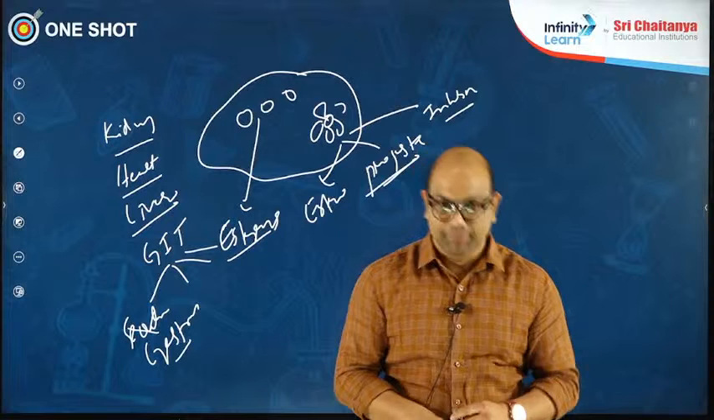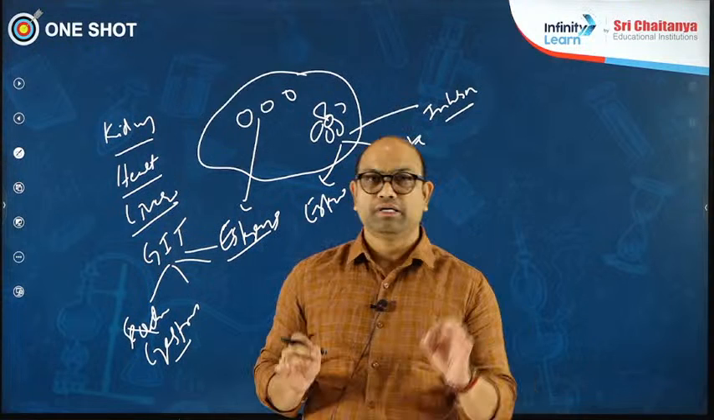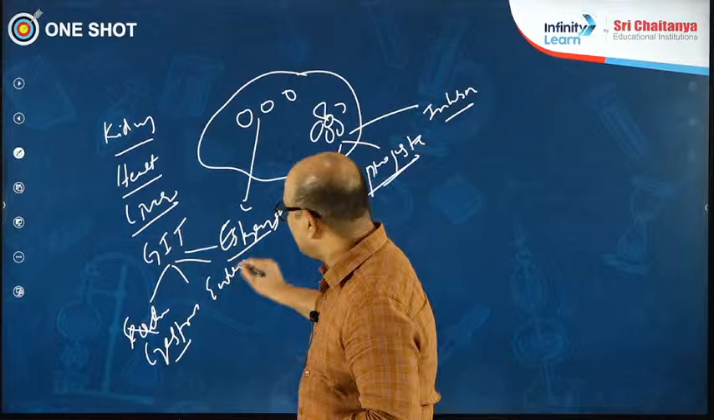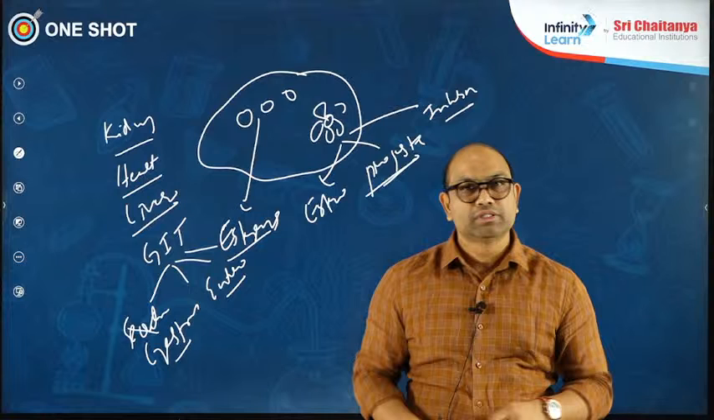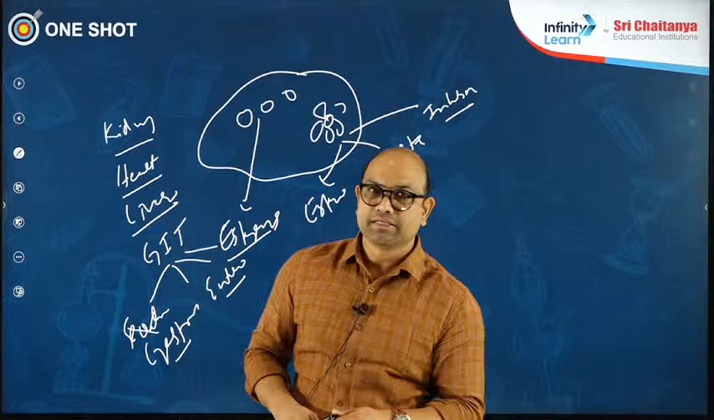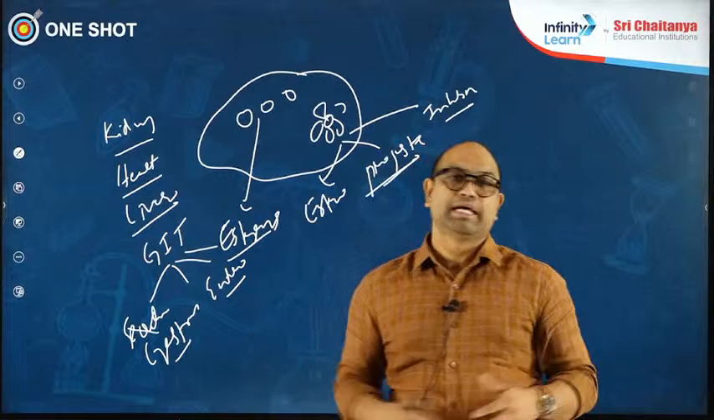The mucosa of the stomach secretes gastrin, which is required for gastric motility and the secretion of pepsinogen and HCl. The next hormone is enterogastrone. Enterogastrone is secreted by the mucosa of the small intestine. Its actions are opposite to gastrin. Hence, these are antagonistic to each other, because enterogastrone prevents, that is, inhibits gastric motility.